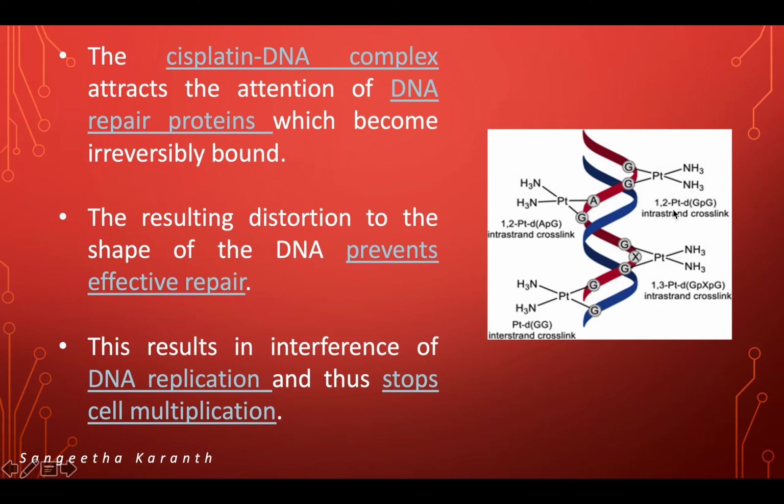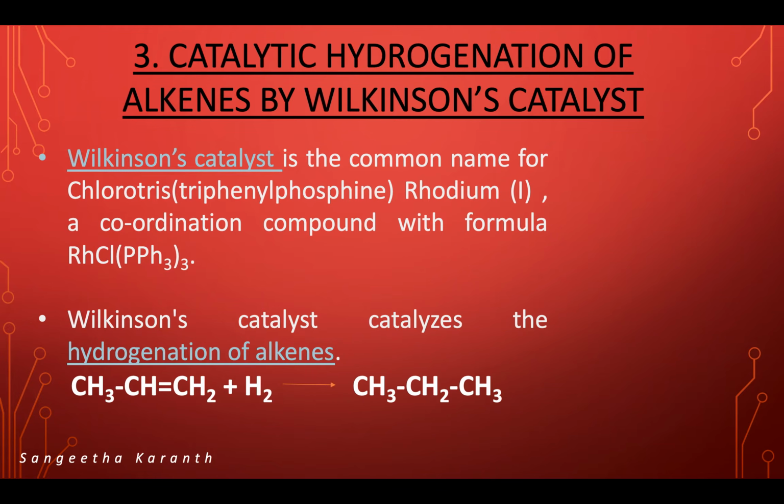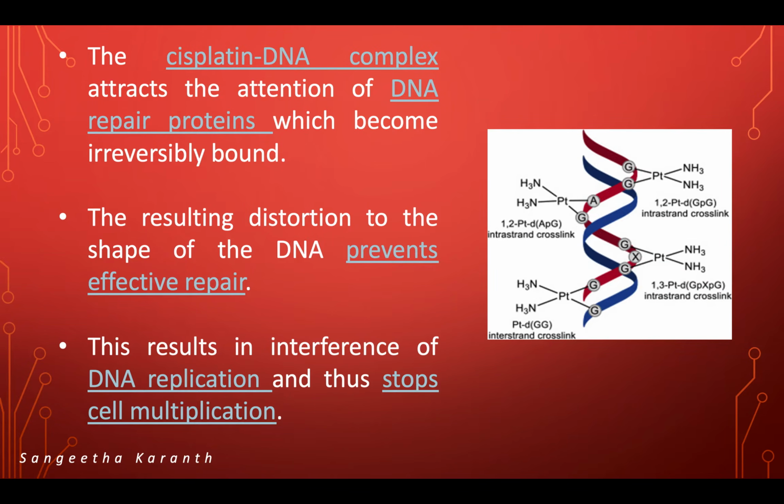If the replication cannot take place, then what happens ultimately? See, here you can see this results in interference of DNA replication because the repair mechanism cannot work effectively because of the altered structure of DNA, and hence the cell multiplication is also stopped. So finally it will lead to apoptosis or cell death. So that is how the cisplatin actually works.